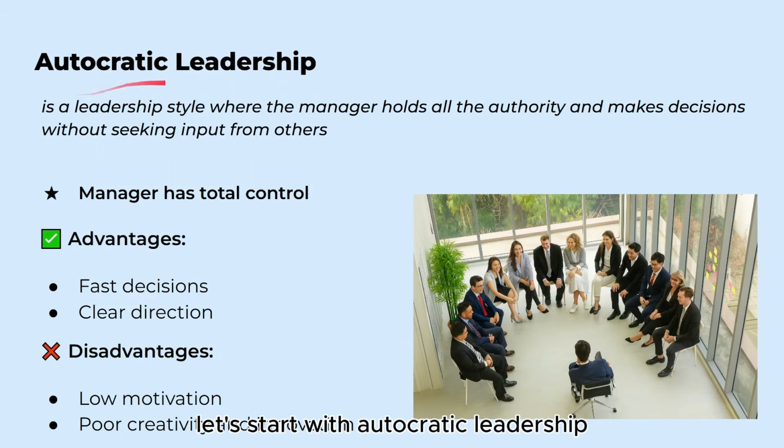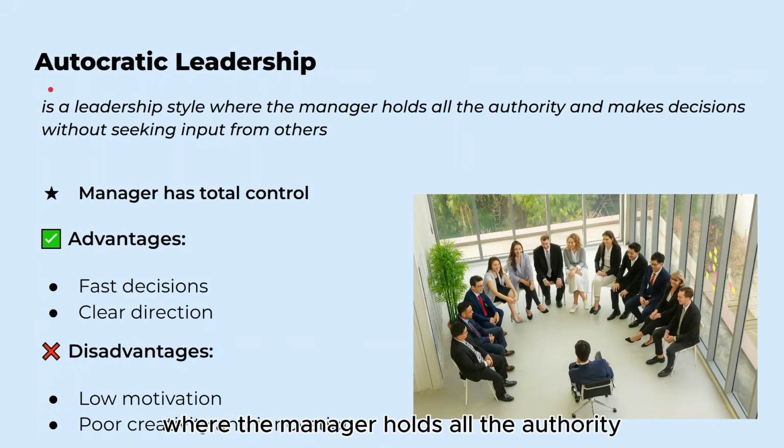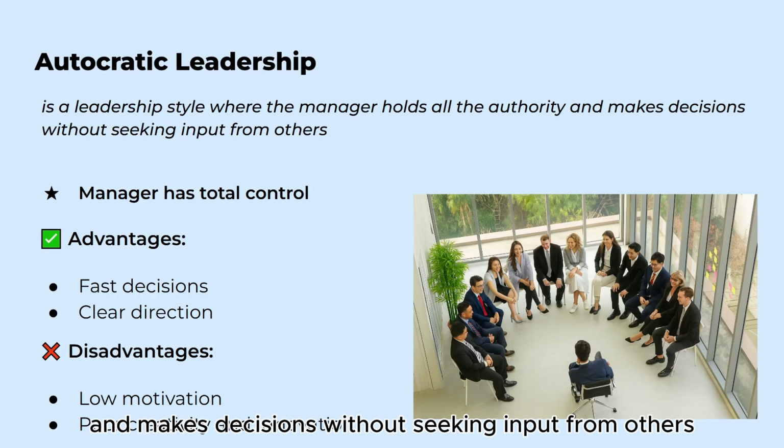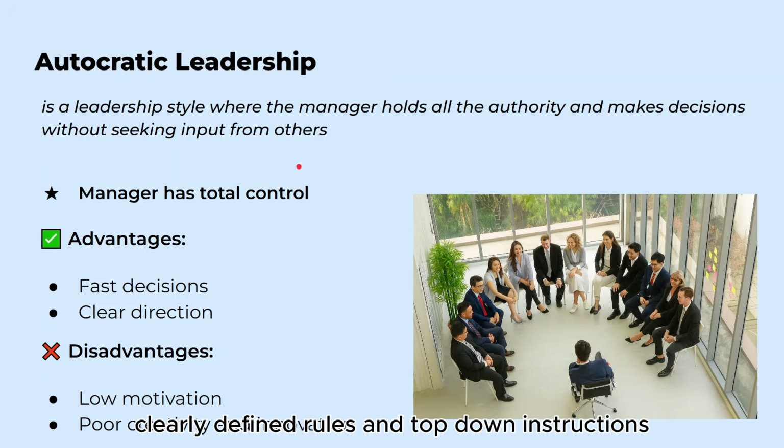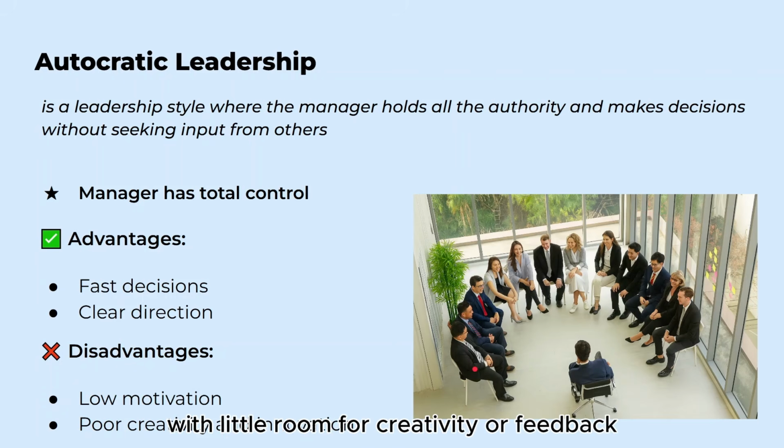Let's start with autocratic leadership. Autocratic leadership is a leadership style where the manager holds all the authority and makes decisions without seeking input from others. This approach relies on strict supervision, clearly defined rules, and top-down instructions. Employees are expected to follow orders exactly as given, with little room for creativity or feedback.